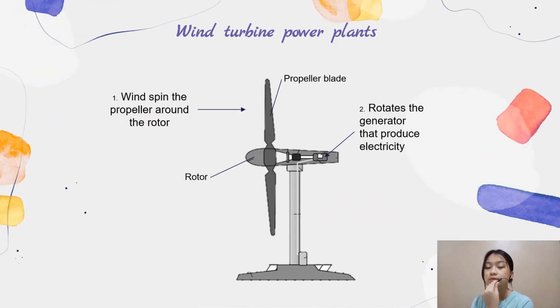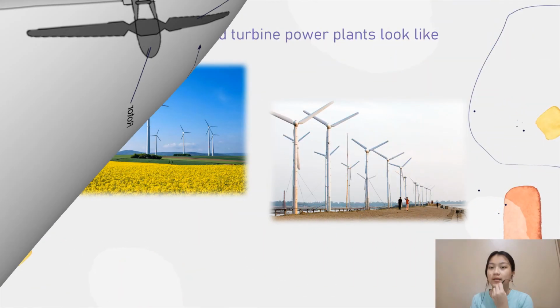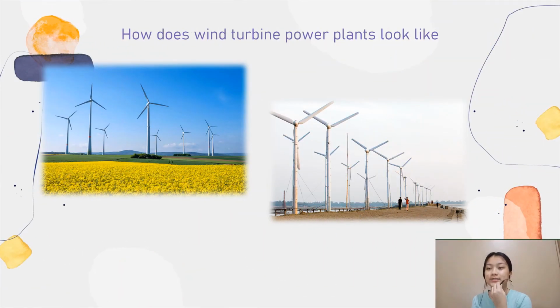Renewable energy is also being applied in wind turbine power plants, where wind spins the propeller around the rotor and rotates the generator that produces electricity. And this is what a wind turbine power plant looks like.